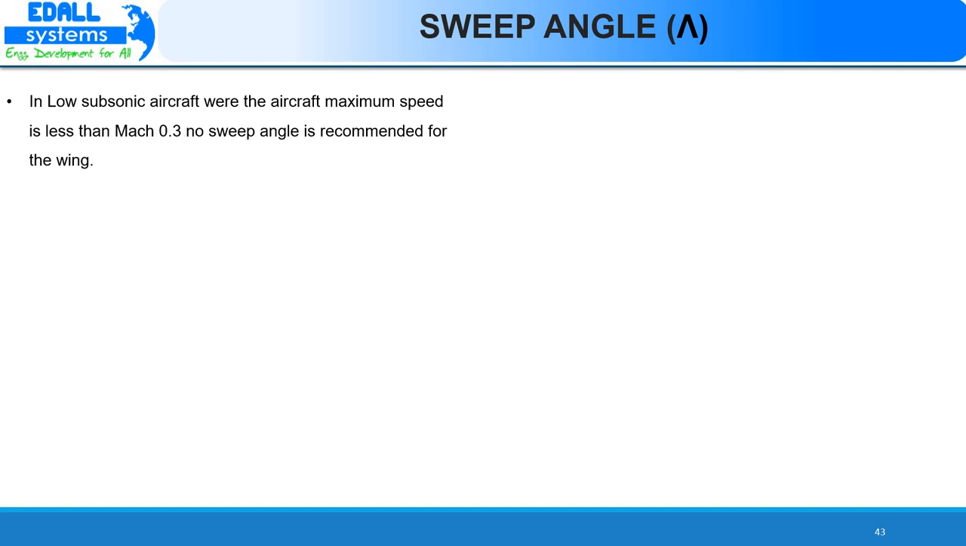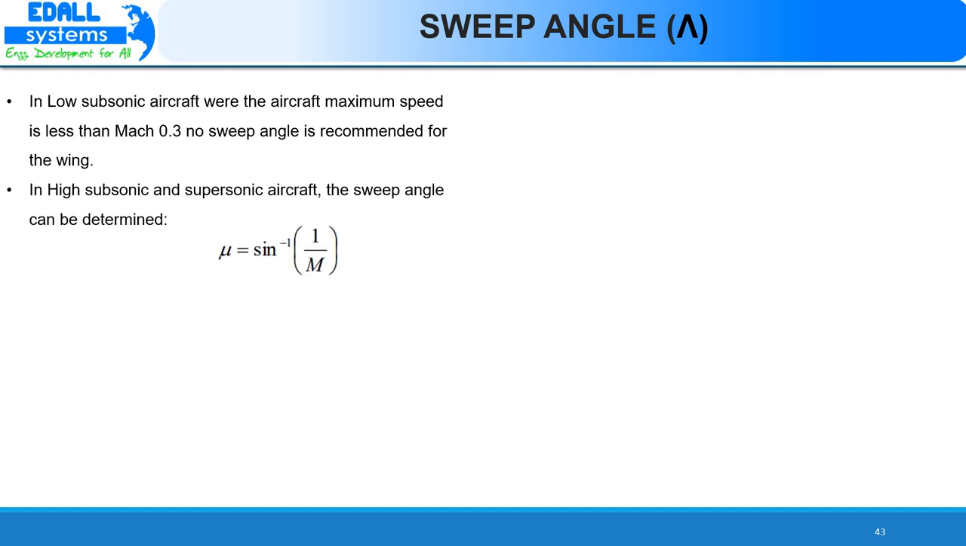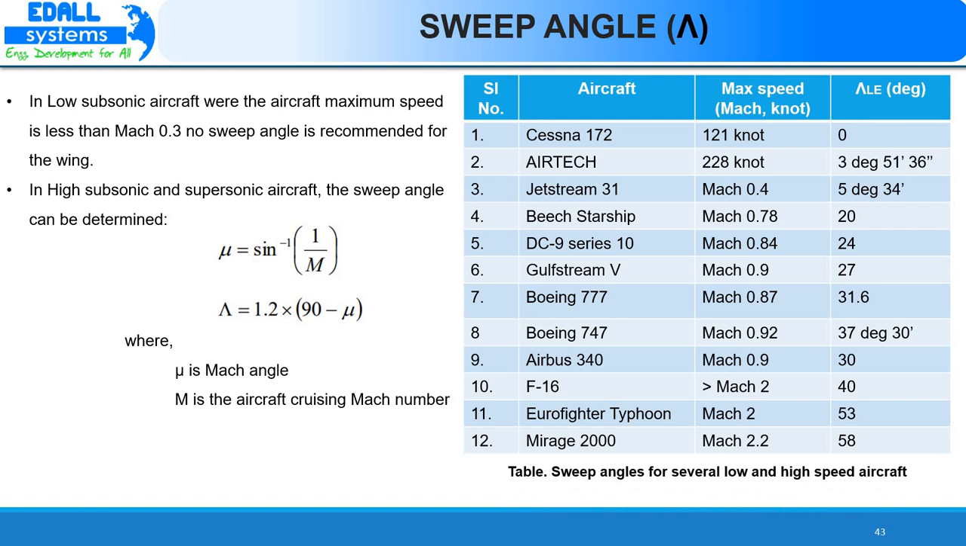For low subsonic aircraft, where aircraft maximum speed is less than 0.3 Mach, no sweep angle is required. For high subsonic and supersonic aircraft, sweep angle can be determined using the formula mu equals sine inverse 1 divided by n. Sweep angle equals 1.2 into (90 minus mu), where mu is Mach angle and n is aircraft cruising Mach number. The table shows sweep angles for several high and low speed aircraft.